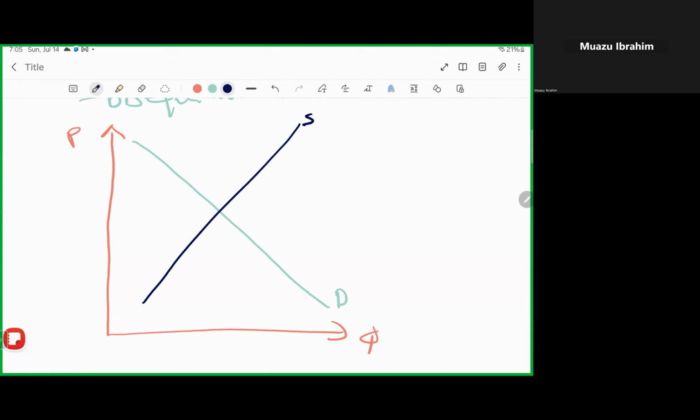Now, when the market is at equilibrium, it means that demand will be equal to supply. So this is equilibrium. When you go down, we have the equilibrium quantity. When you go towards the price axis, we have the equilibrium price. In this particular market, demand is equal to supply. It means that suppliers are happy, demanders are happy.